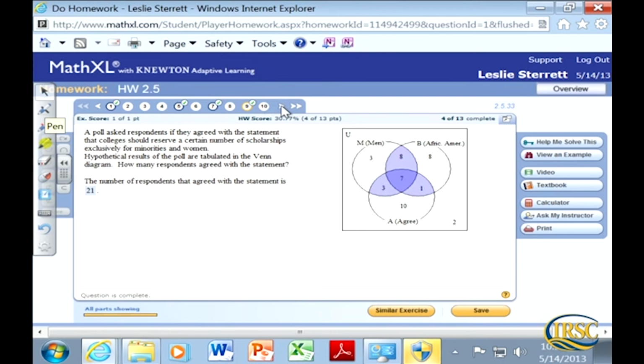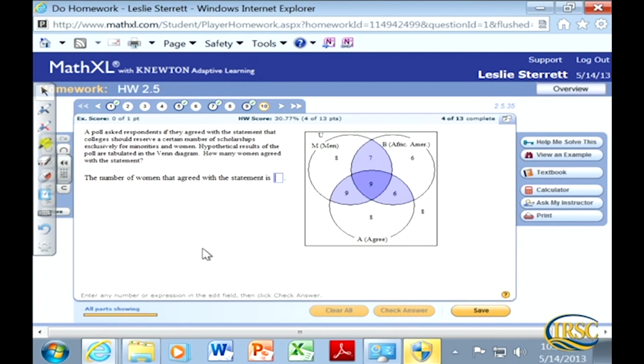So let's take a look at a similar question. Same question that was posed. Do the respondents agree with the statement that colleges should reserve a certain number of scholarships for minority and women? But they've changed the results. Okay, they did another study somewhere else, let's say. So you have the same circles. This time they want to know the number of women that agreed with the statement.